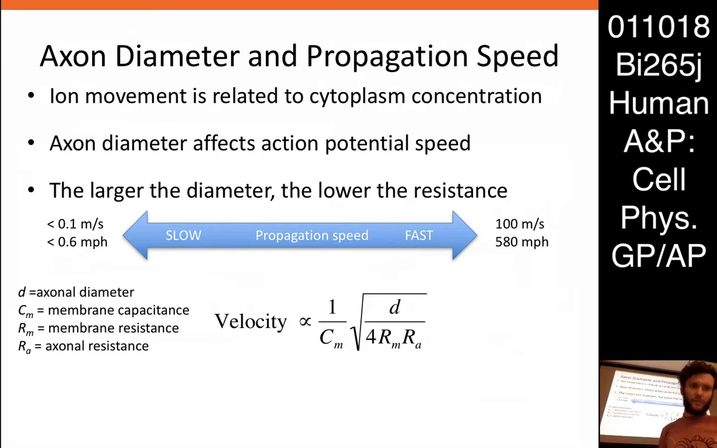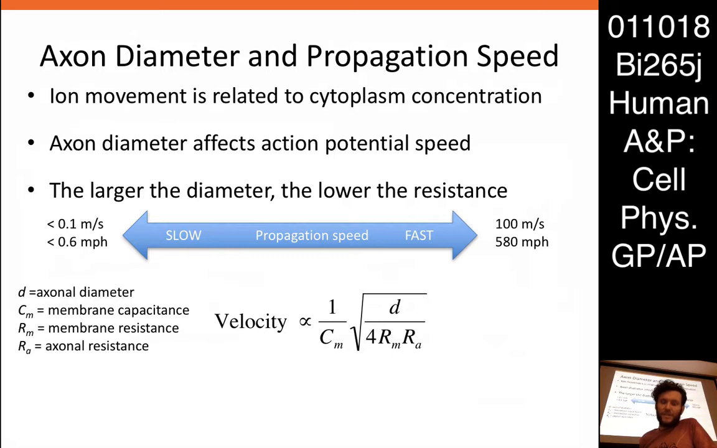So if we look at this relationship, the velocity is proportional, not exactly equal to, but it is proportional to the inverse of the membrane capacitance. So what does that mean? That means as membrane capacitance goes up, the velocity is going to go down. So a fatty membrane, a membrane that is highly insulated, is going to have less capacitance. That's one of the ways that myelination helps.